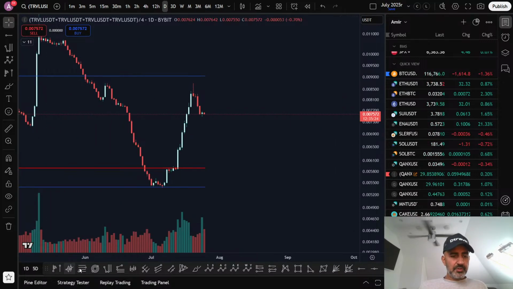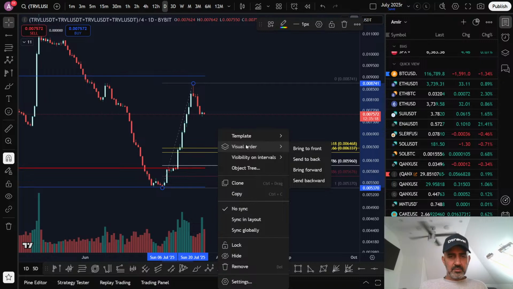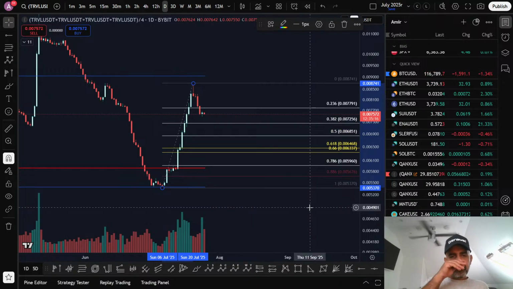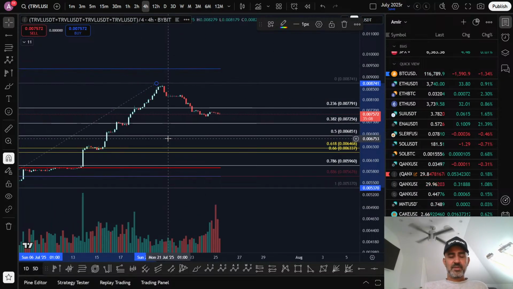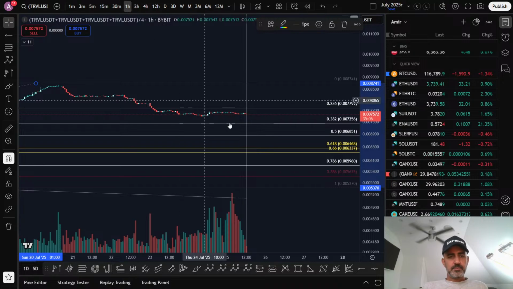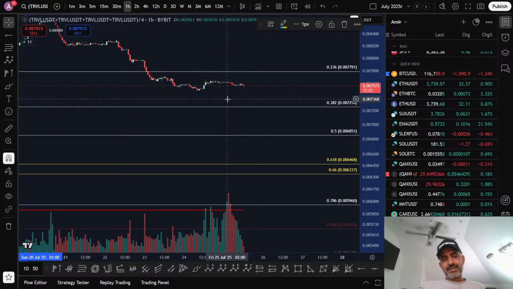Let's do a fib pull on that. We're not at any fibs either. That's the problem. It's a real problem. We lost that 236 very easily.